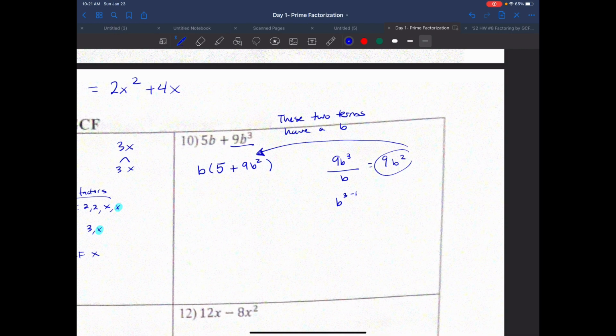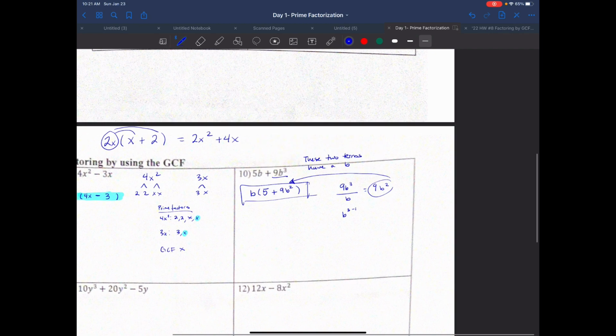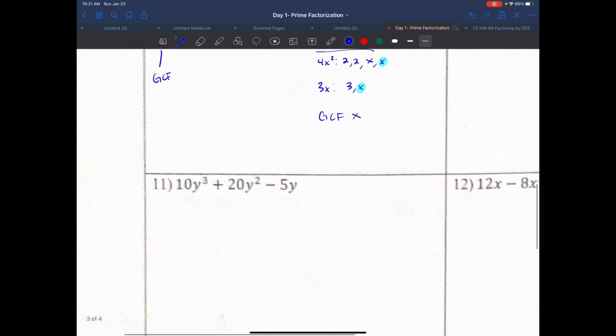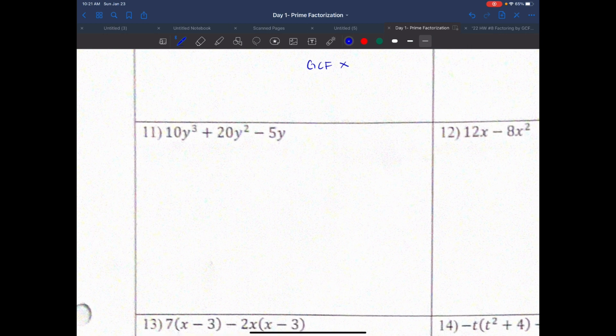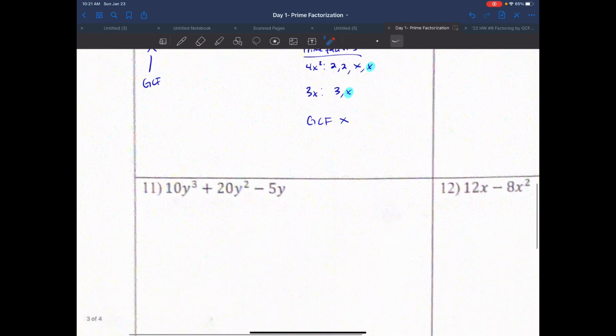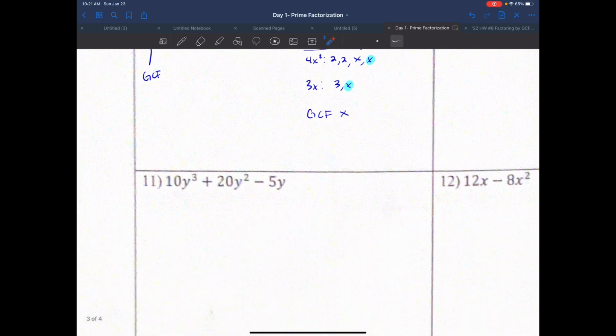So that's number 10, and this is already factored. Okay, here we go. Number 11. Now, again, I'm going to look at the coefficients, and then I'm going to look at the variables. The coefficients go up in the front, just like this. This is where I place my GCF, and then I'm going to figure out what I'm going to put in the parentheses.